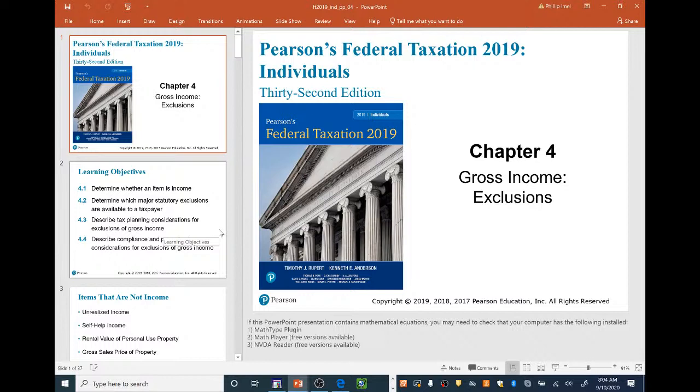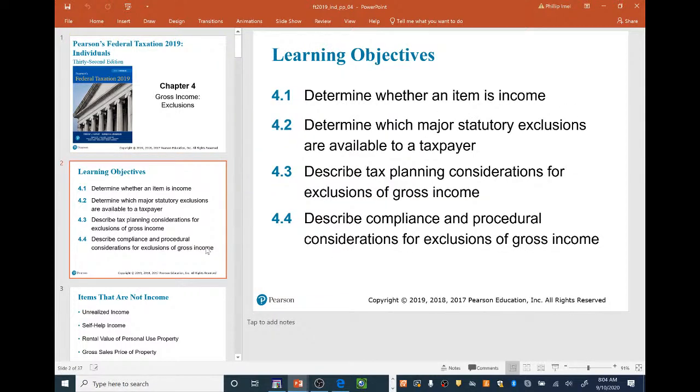Today we're going to be covering Chapter 4. It deals with gross income, and this time we're going to talk about the exclusions. Recall from Chapter 3, we were talking about inclusions. Now we're talking about the exclusions. So let's look at what our learning objectives are for this chapter.